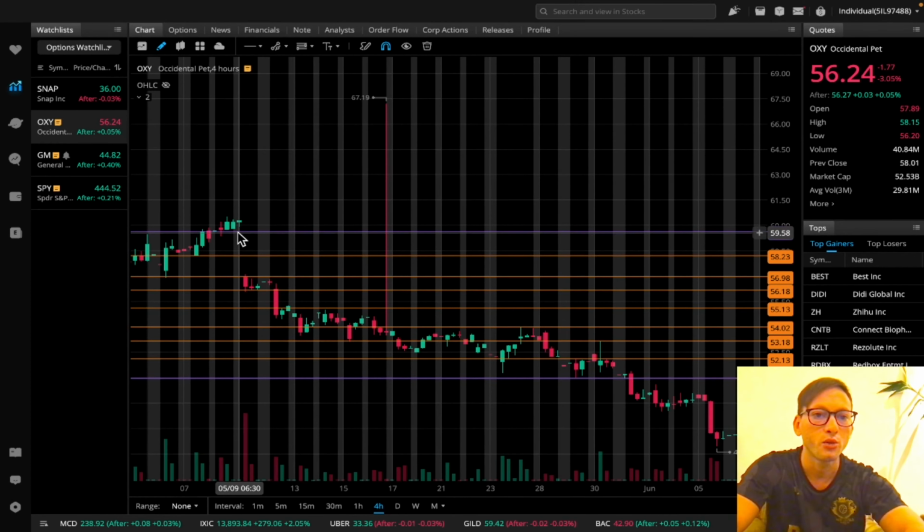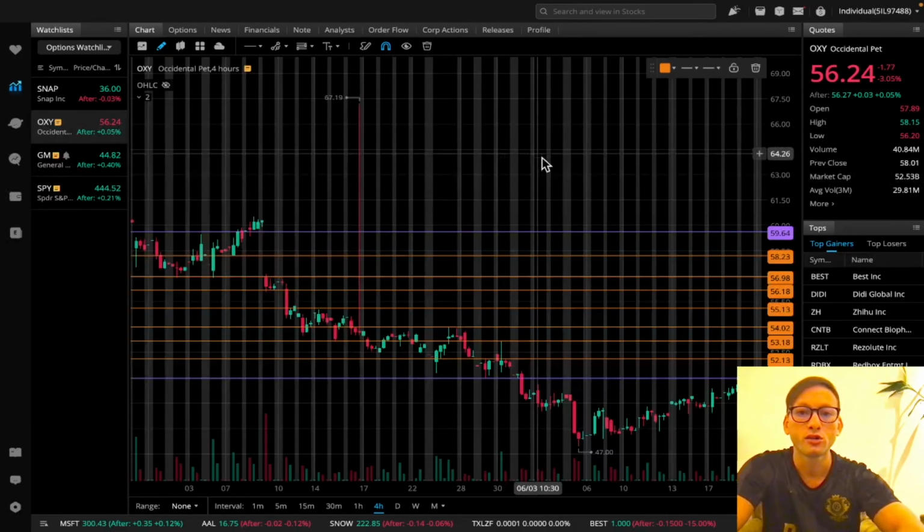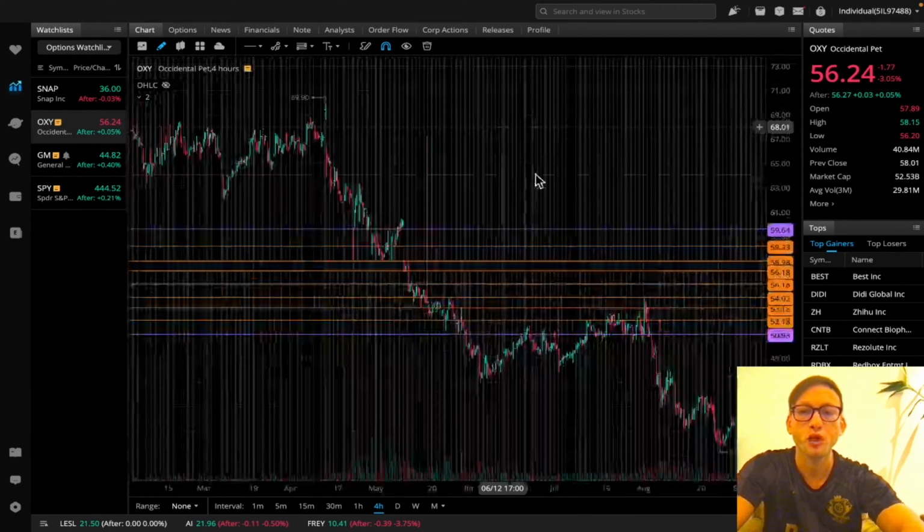All right, and then we have a gap down here from this resistance level that I'm talking about all the way to this level, which is good. All right, so now that I'm all charted up, what I'll do is go to the front.